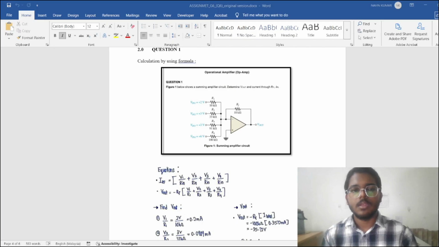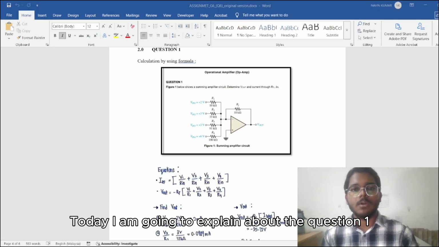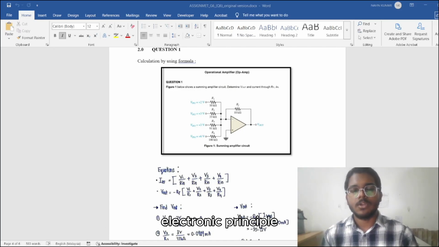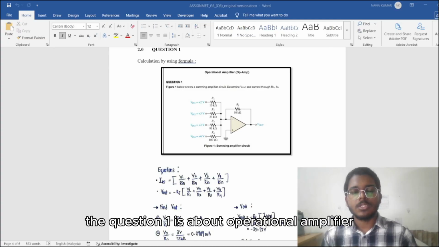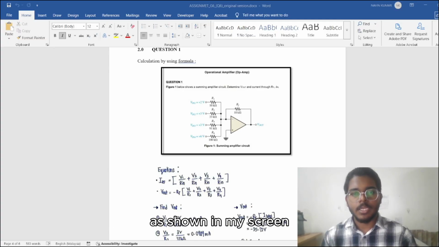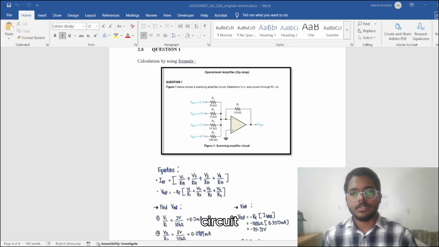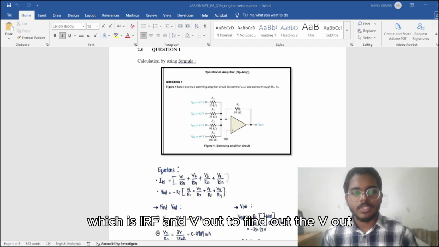Today I am going to explain question 1 which we have done for our assignment, Electronic Principles. Question 1 is about an operational amplifier as shown on my screen, and Figure 1 shows a summing amplifier circuit. To find the final value, we have to use two equations which I have written on my screen, which are IRF and Vout.